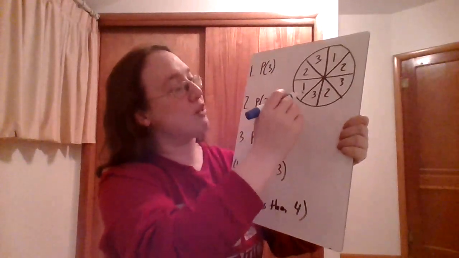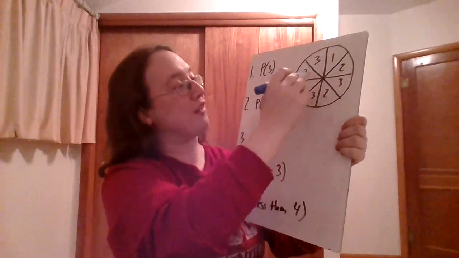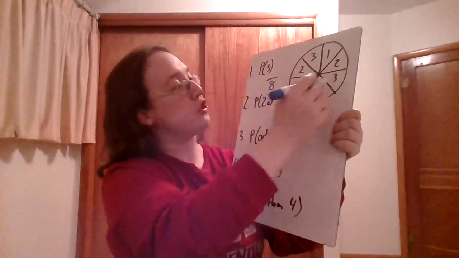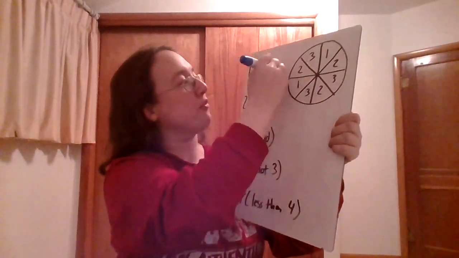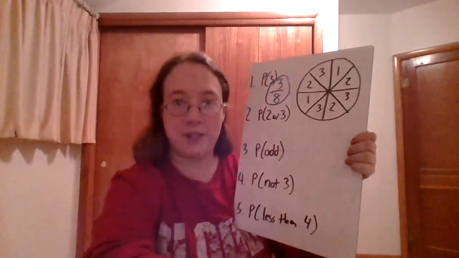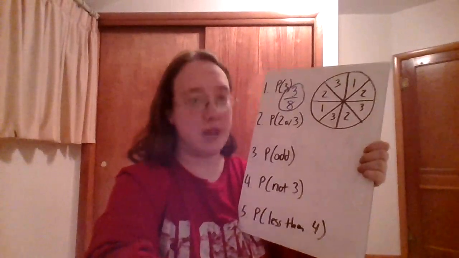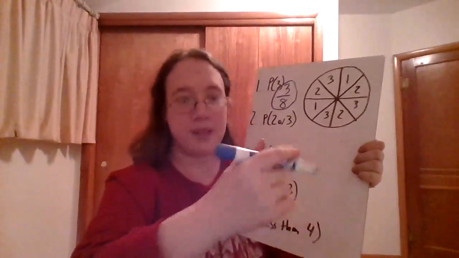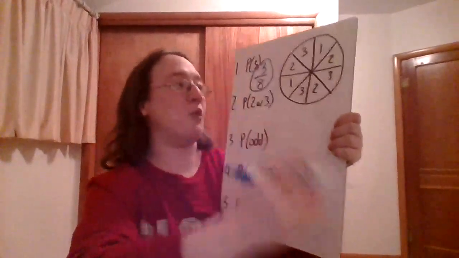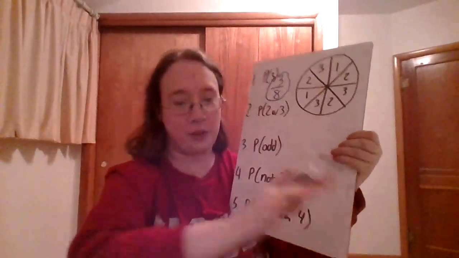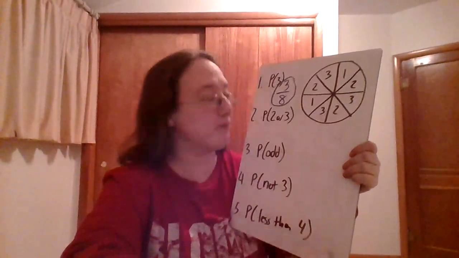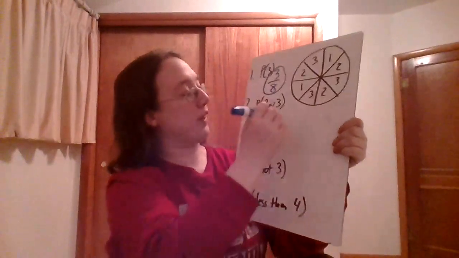So assuming those are all equal, we have 1, 2, 3, 4, 5, 6, 7, 8 parts. And 1, 2, 3 of them are 3s. So we get 3/8 as the probability. And if you want to leave that as a fraction, that's fine. If you want to turn it into a decimal, that's fine. If you want to turn it into a percent, that's fine. Personally, I would just leave it. But if you want to do either of those two other things, that's fine too. You only need one or the other, so you don't need all three: fraction, percent, decimal. One of them is fine.